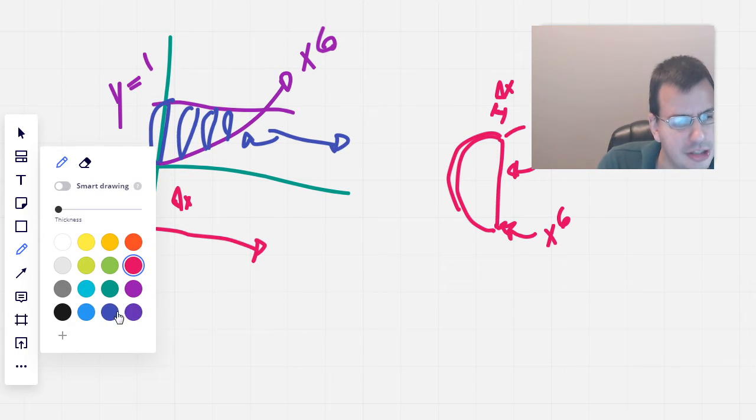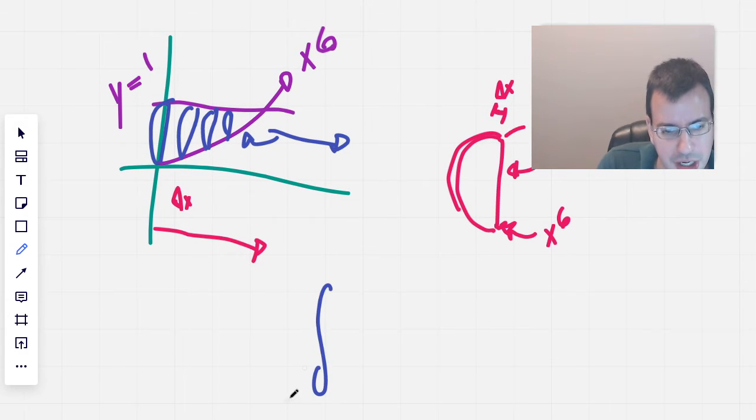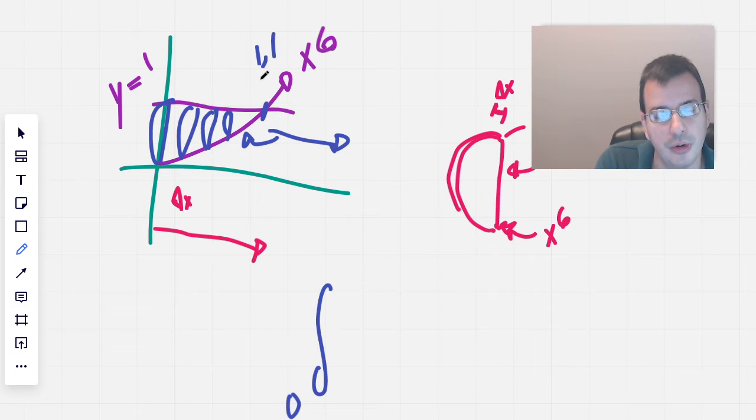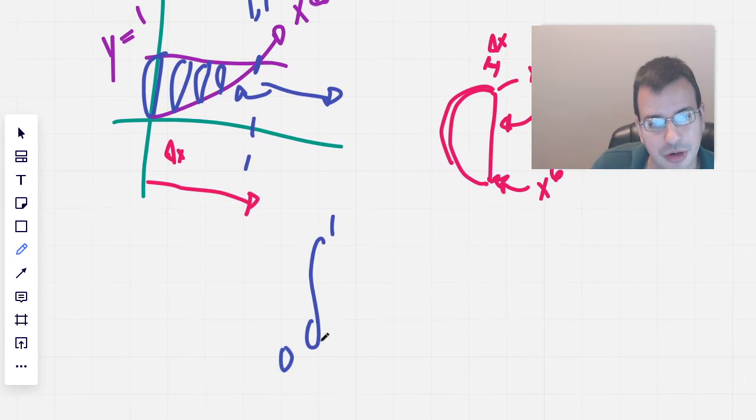So there's semicircles, so we're going to do an integral from 0. So y equals 1 equals x to the 6th at 1, 1. So when x equals 1, it'll be the same for both of these. So this point right here is 1. So we'll integrate from 0 to 1. And we're going to do semicircles.